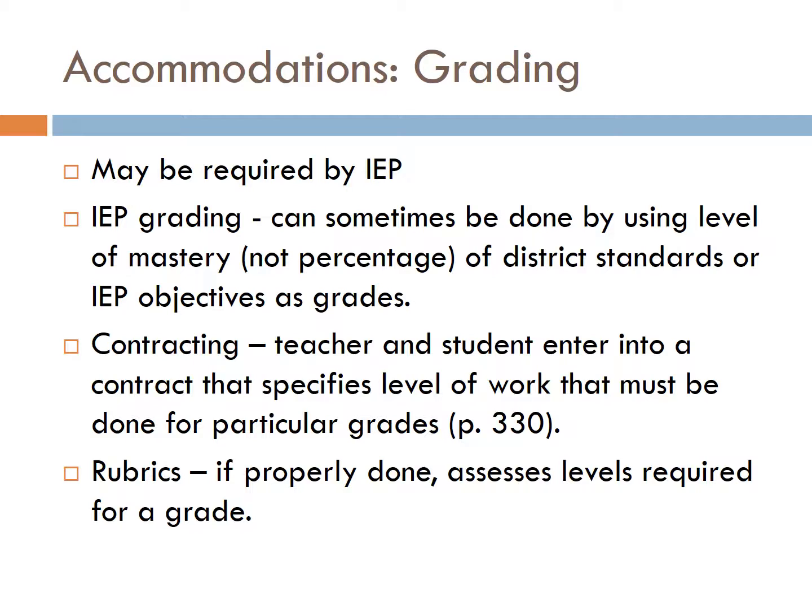A really good way to accommodate grading, though, is through development of a contract. There's a really good example in your book on page 330. In a contract, the teacher and student enter into an agreement, and it specifies the level of work that must be done for particular grades. So it's tied in again to the IEP learning objectives, and you might say, to get a B, I agreed to do this, this, and this on my learning objectives, or to master this, and to get an A, I have to do more. And so the student signs it, the teacher signs it, usually the parent signs it, and that becomes a very concrete guideline for the student's grade in the class.